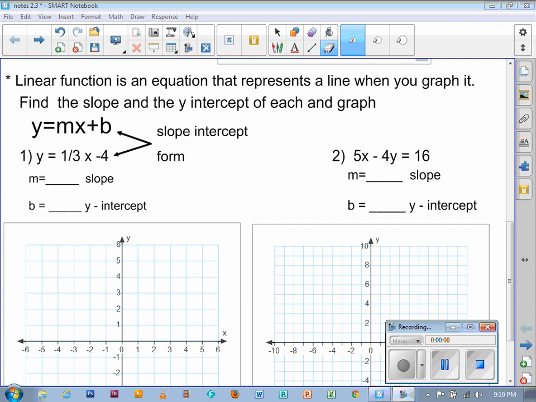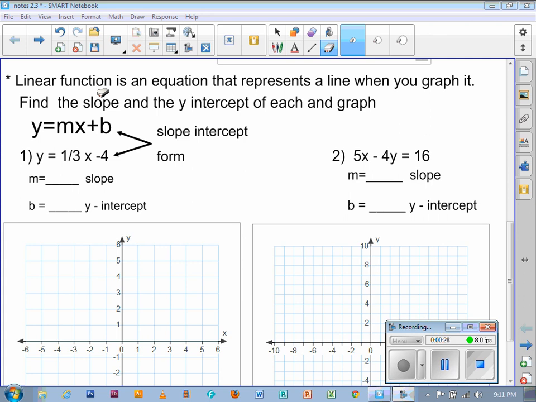This is Mr. TG. This is part 2 of lesson 2-3 on linear functions and slope-intercept form. What we're going to do in this video is define, first of all, what a linear function is. As you can see from the guided notes, a linear function is an equation that represents a line when you graph it. Very simple definition. If I graph a function and it forms a line, we call it linear.